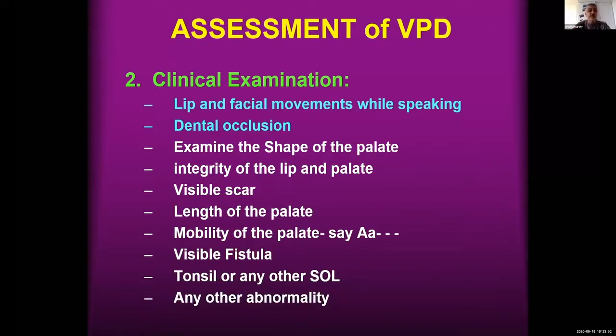Oftentimes, diagnosis of velopharyngeal dysfunction was made based on the length of the palate. A short palate is always clinically seen. A palate which was short intraorally was assumed to have a velopharyngeal dysfunction. Beware, this could be a red herring. You might have a normally functioning palate even if it appears short, and vice versa. A palate that appears good in length may not have the adequate muscular contracture to go back and close against the velopharyngeal competence. So these are very, very crude indicators.